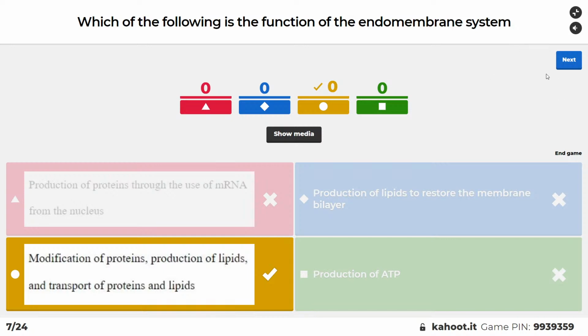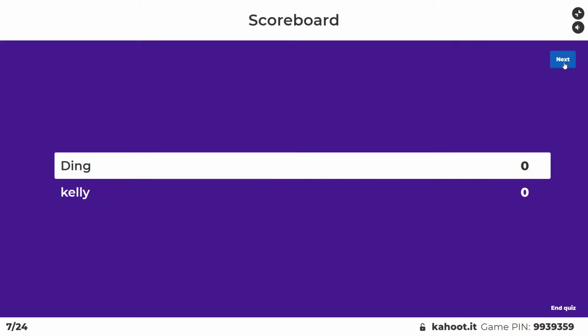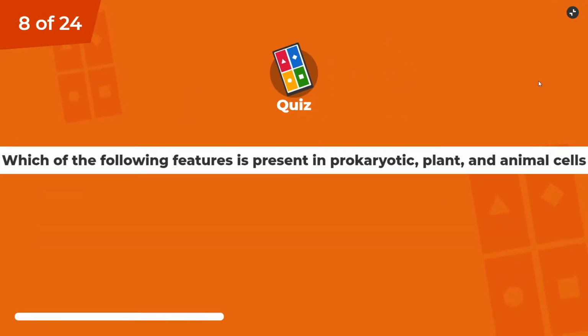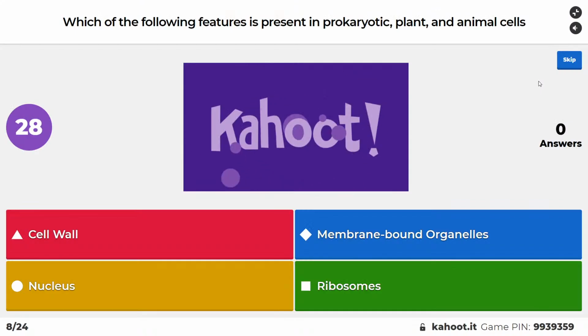Yeah, these are a lot of definitions. I think this is Unit 2, right? Unit 2 is a lot of just memorization. Yeah, it's Unit 2. Unit 2 is a huge chunk. Yeah. It is a pain. Next question: which of the following features is present in prokaryotic, plant, and animal cells?